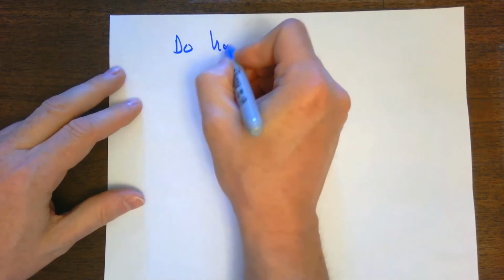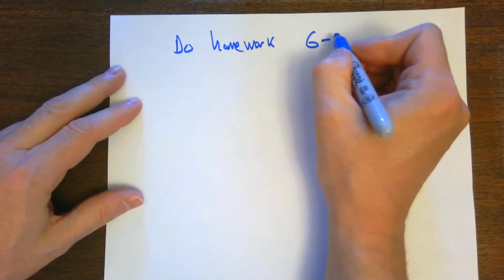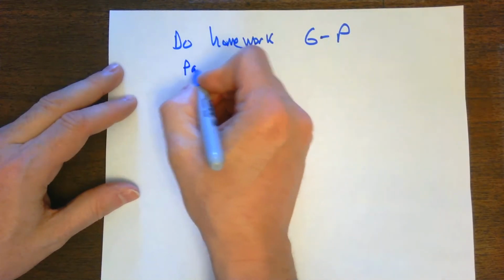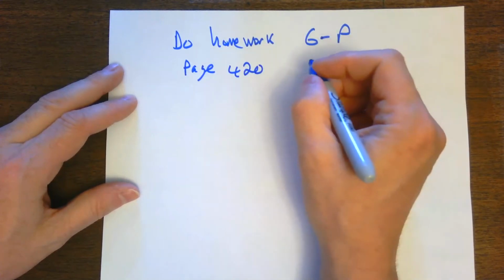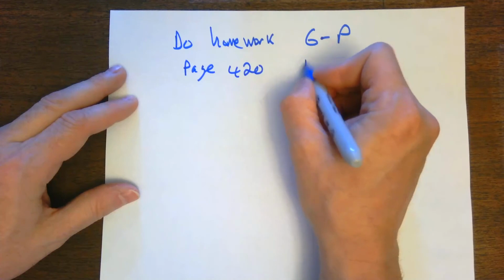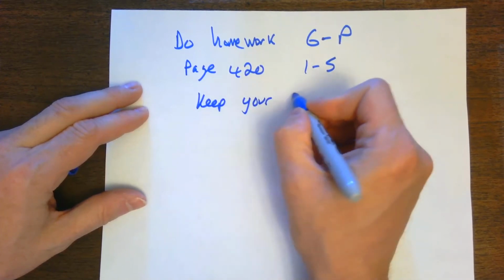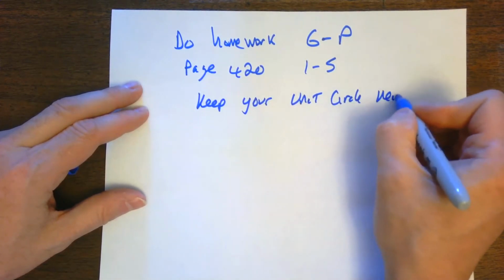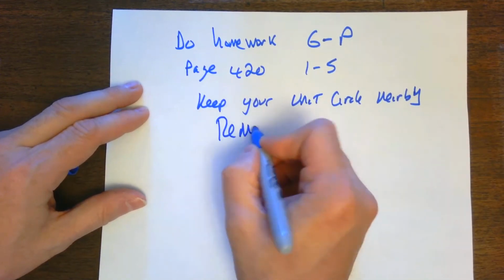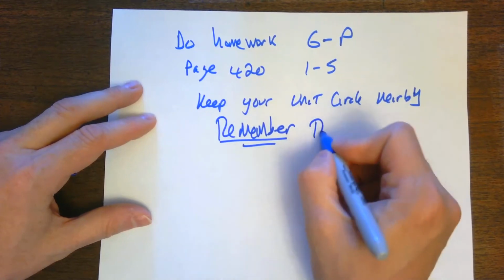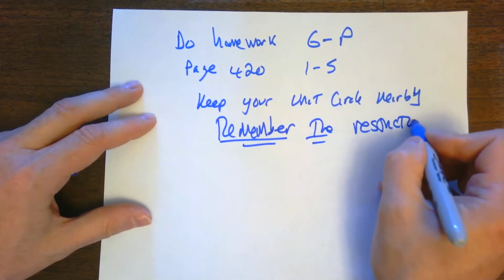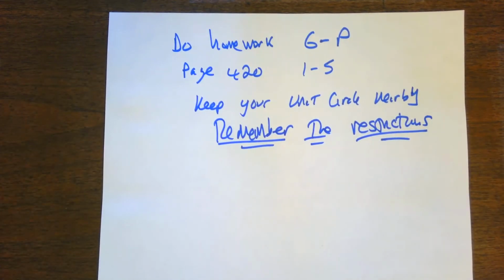All right, in the homework, you're going to have to do a bunch of these. You probably want to have your unit circle handy. So I want you to do homework 6-P, which is on page 420, assignment numbers 1 through 5. Keep your unit circle nearby, and remember the restrictions for inverse sine, inverse cosine, and inverse tangent. You're also going to need your calculator.